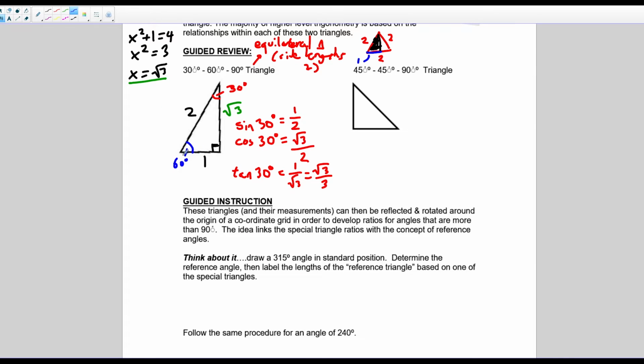Let's do the exact same thing with the 60-degree angle. So sine of 60 degrees is equal to opposite, which is square root 3, divided by my hypotenuse, which is 2. Cosine of 60 degrees is equal to my adjacent side, which is 1, divided by my hypotenuse, which is 2. And last but not least, we have tangent of 60 degrees, which is equal to my opposite over adjacent, so square root 3 over 1, which is just equal to the square root of 3.